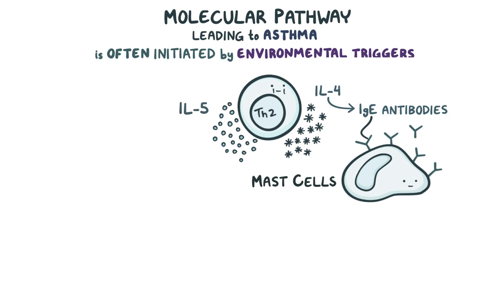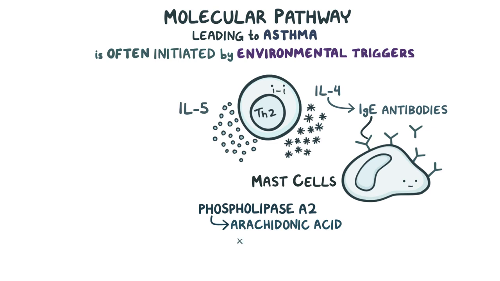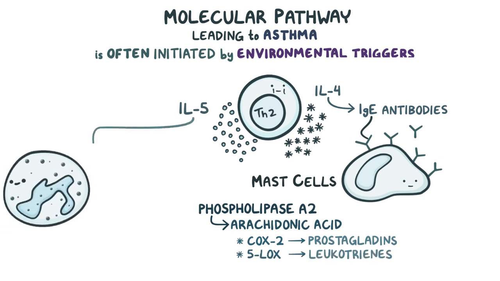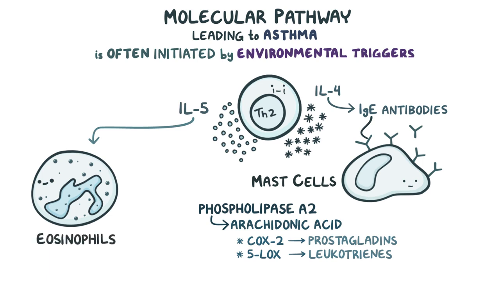These mast cells use an enzyme called phospholipase A2 to take membrane phospholipids and make a 20-carbon polyunsaturated fatty acid called arachidonic acid. Arachidonic acid is then metabolized by two important enzymes. One is cyclooxygenase 2, or COX-2, which makes prostaglandins. Another one is 5-lipoxygenase, or 5-LOX, which makes leukotrienes. Now IL-5, on the other hand, activates eosinophils, which promote an immune response by releasing more cytokines that attract other immune cells to the area.